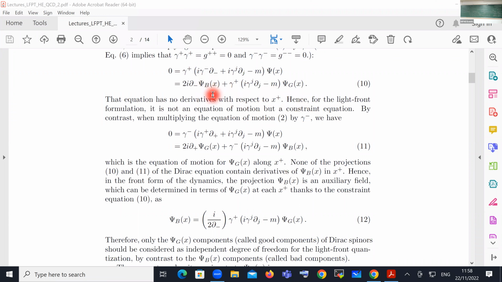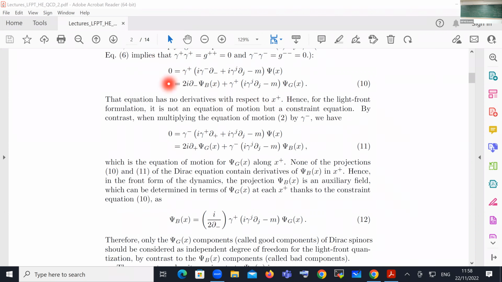The important thing is that the Dirac equation is supposed to be an equation of motion, but in this projection there is no derivative in x plus. So this is actually not an equation of motion anymore. It's a constraint equation in the front form, when you think of evolution along x plus.